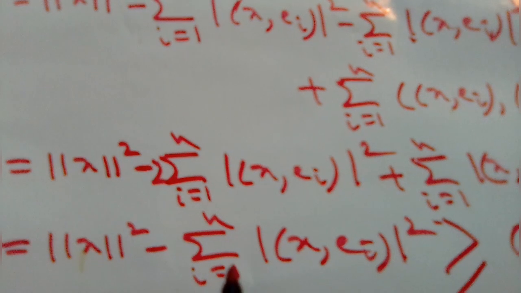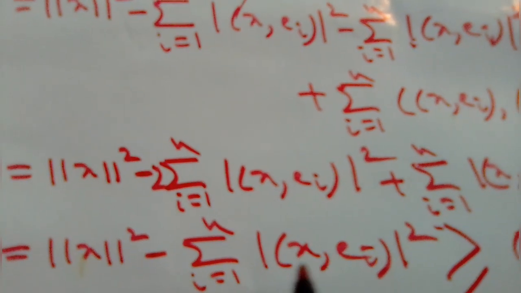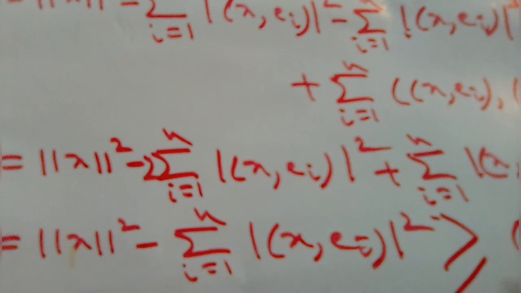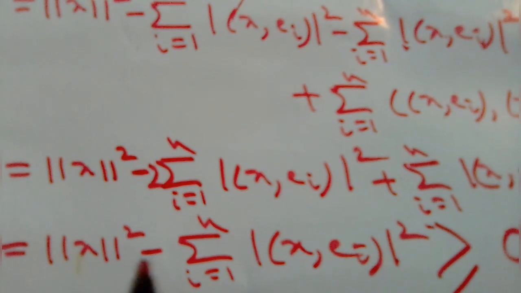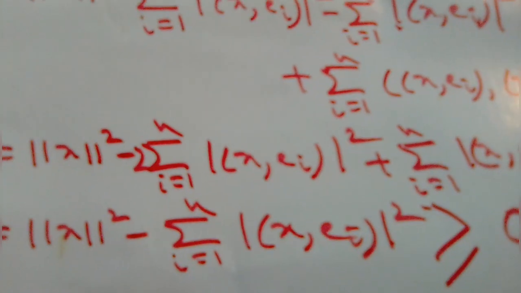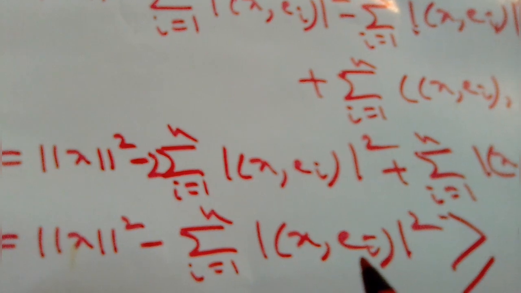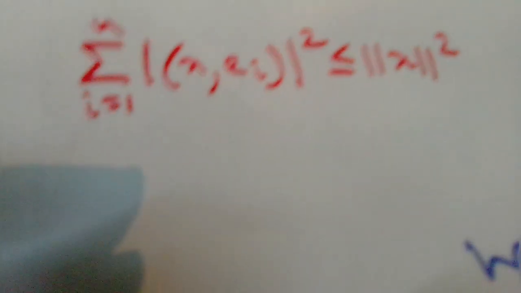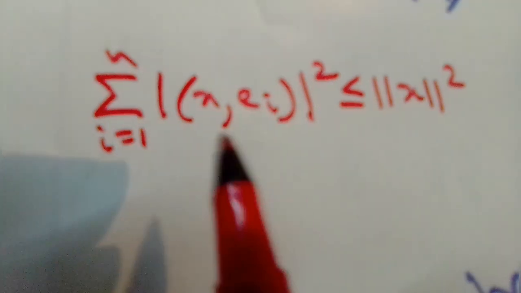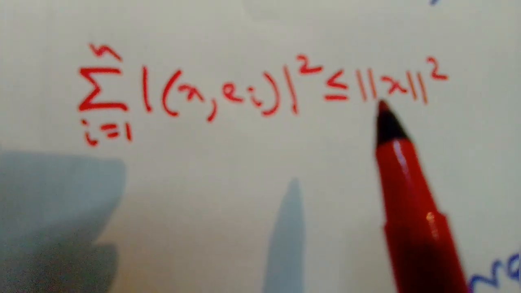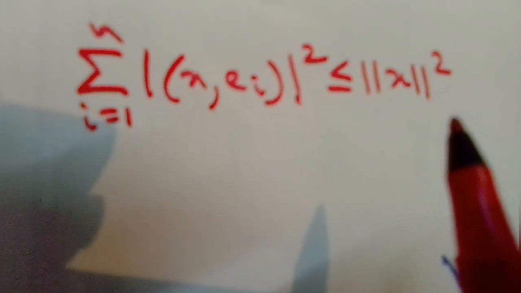And that proves our desired inequality, that the norm of x whole square minus the sum of i runs from 1 to n, mod of ⟨x, ei⟩ whole square is greater than or equal to 0. That is, the norm of x whole square is greater than or equal to the sum of i equals 1 to n, mod of ⟨x, ei⟩ whole square. In other words, we have ensured our inequality and proved our desired result, that the sum of i runs from 1 to n, mod of ⟨x, ei⟩ whole square is less than or equal to the norm of x whole square. We finally proved our desired result.